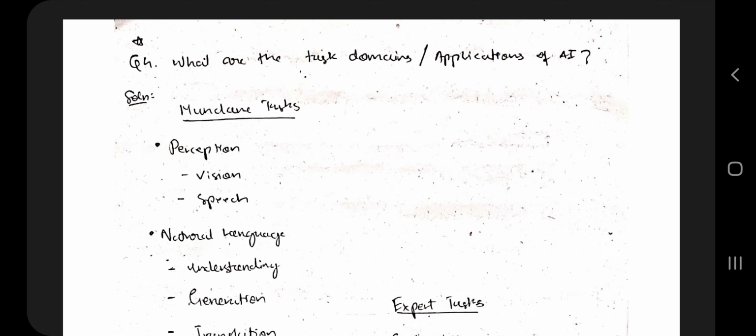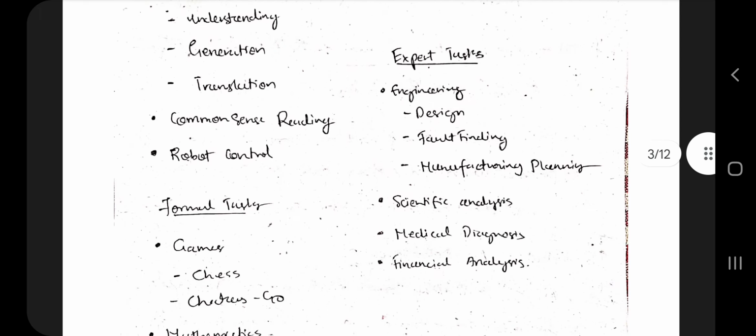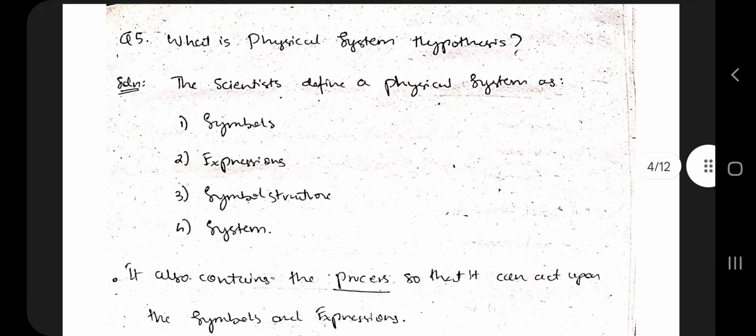But actually in this question they have asked about the task domains. So firstly you have to divide it into three tasks, then you have to write what all these three tasks consist of. Okay, that's why I explained to you a very important question from the exam point of view. Just remember the key points and expand in your own words.